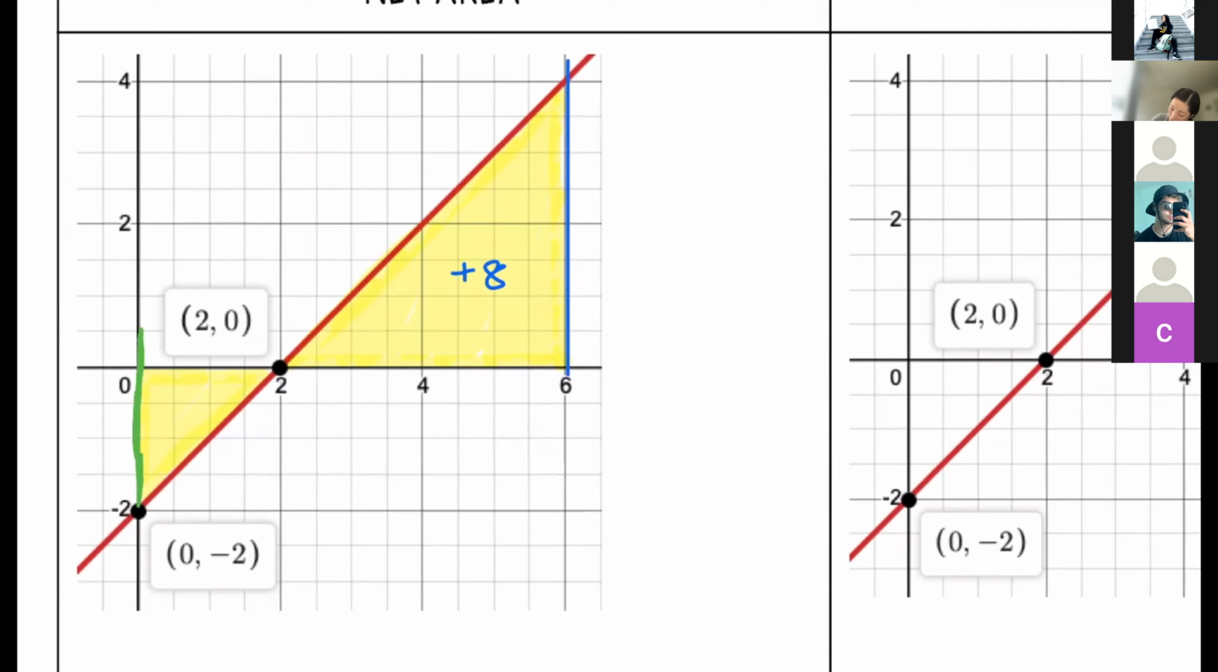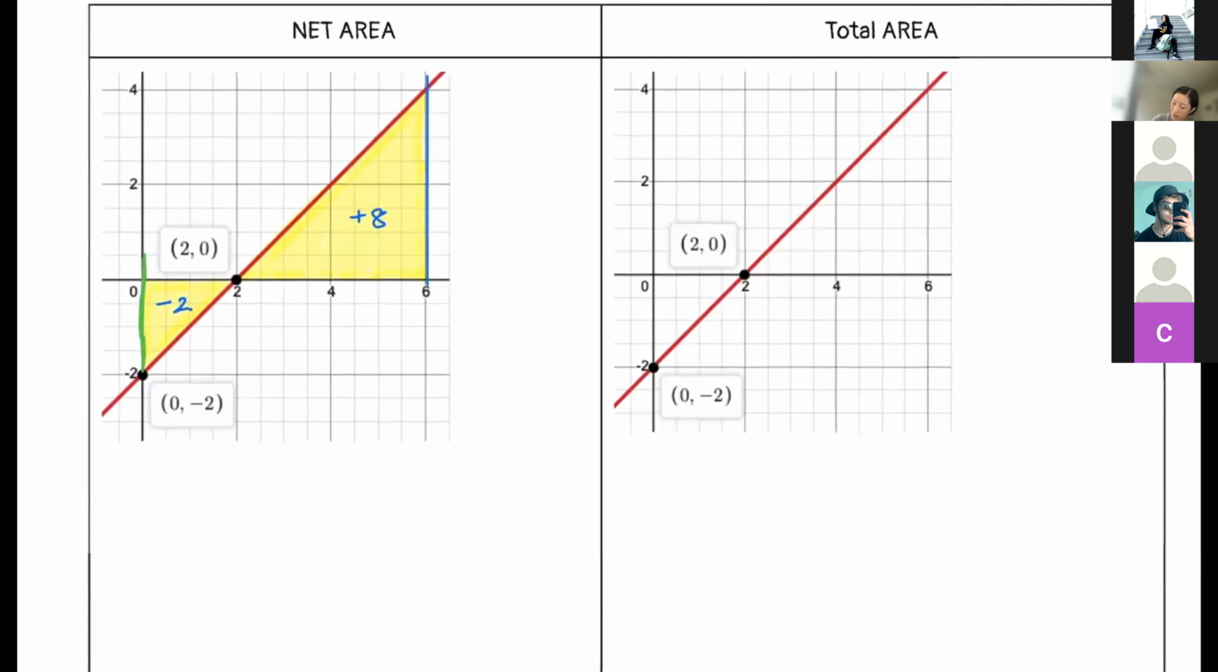And if we find the area of that little yellow triangle, we might notice there's 1/2 times 2 times 2, which will give us 2. However, since this one is below the x-axis, we will call that a negative 2. And so if we find the net area, it would just be negative 2 plus 8. We just add them together, and we get 6.